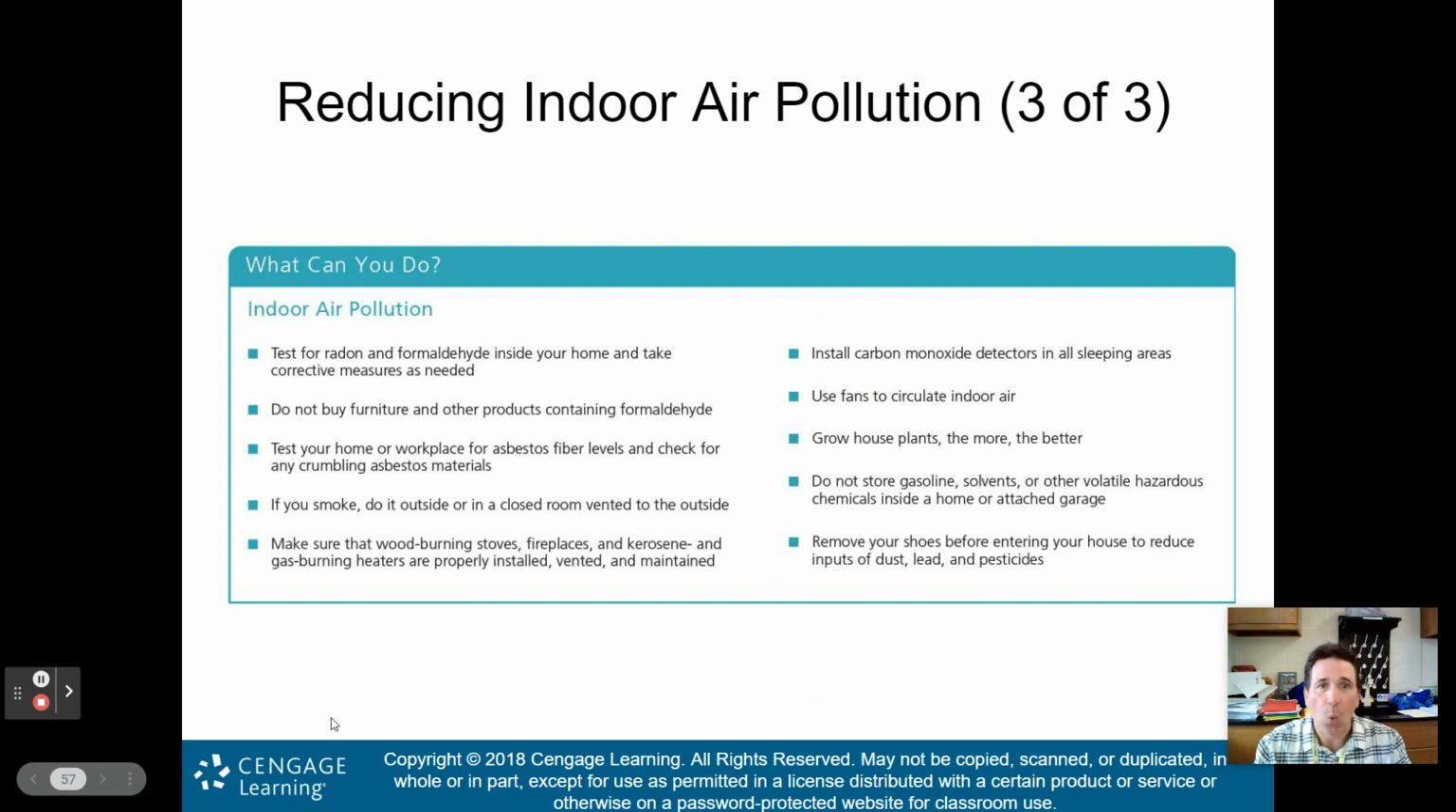So obviously, ways to reduce air pollution indoors. What can you do? Again, test for radon and formaldehyde inside your home. Do not buy furniture that has formaldehyde in it. Test your home for asbestos levels. If you smoke, don't smoke indoors. Make sure that any wood burning stoves, fireplaces, etc., are properly vented. Install carbon monoxide detectors, use fans, etc.